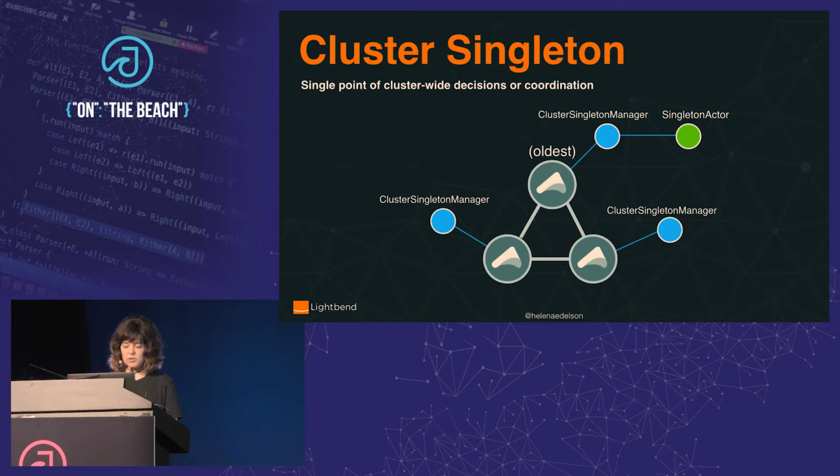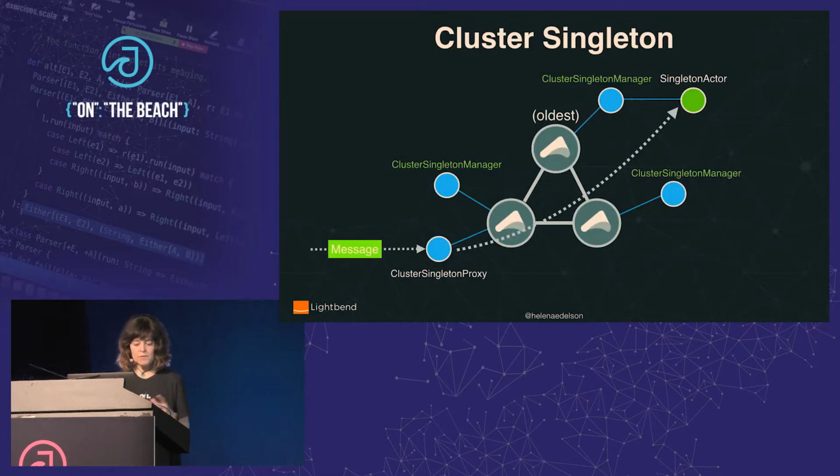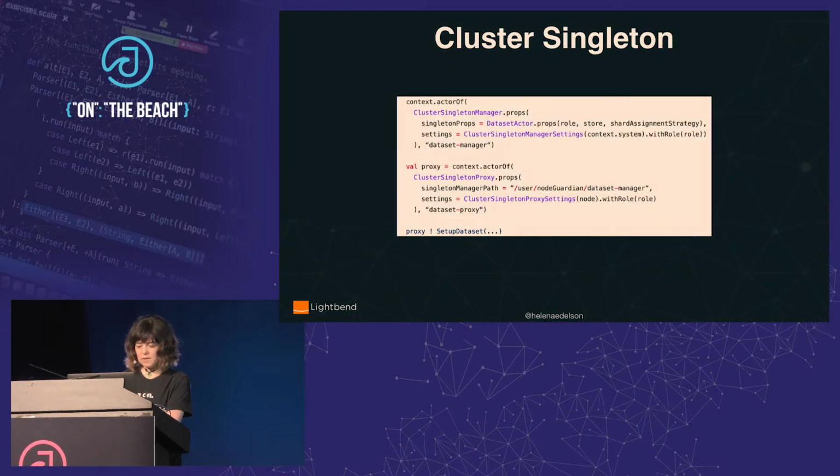And the way that it's structured, for example, if you have 3 nodes here, on each of the nodes gets deployed an instance of the cluster singleton manager. And then you're going to talk to this cluster singleton proxy that knows how to route to the actual singleton actor on the node that it's on. So when you're sending a message, it's going to route through the proxy, and the cluster singleton is going to know how to route it to the singleton actor.